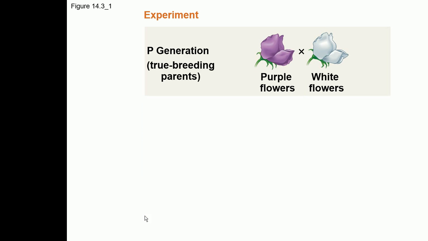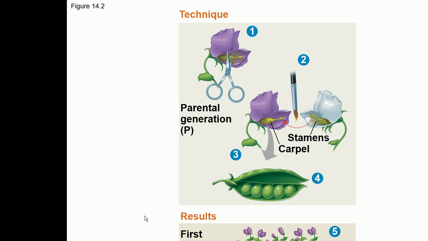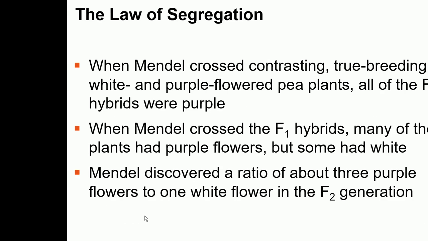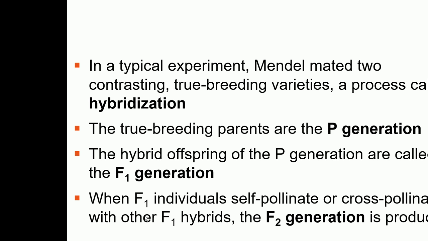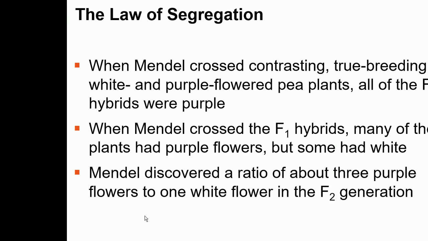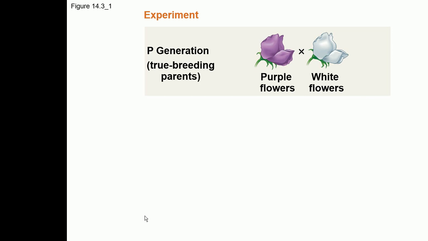So let's go back and see if we have explained everything. Yeah, so this is Mendel's monohybrid cross, and I have already covered what these terms mean. P generation is the parental generation, F1 means the first filial generation, F2 is the second filial generation. I will talk about the law of segregation soon. So this we talked about.